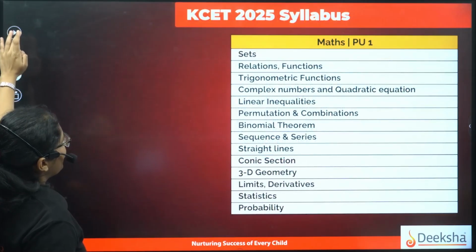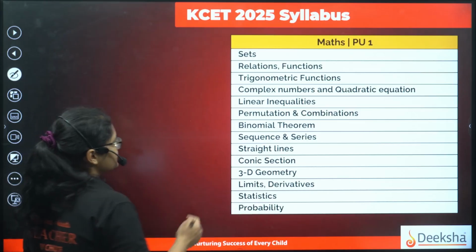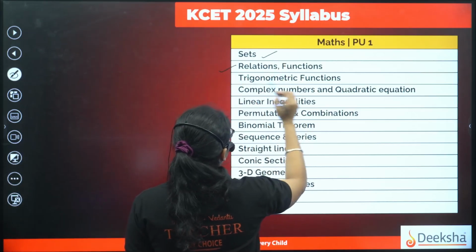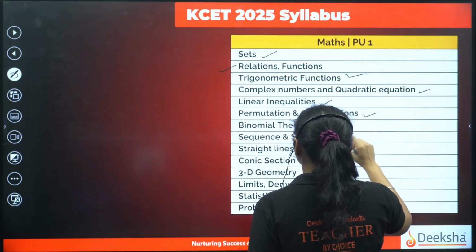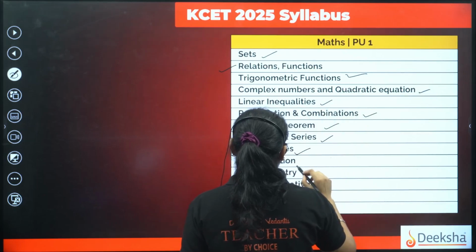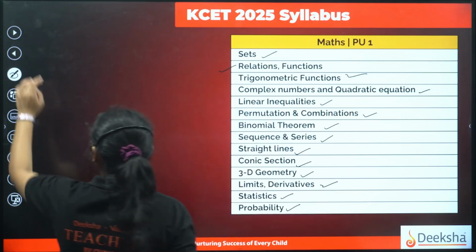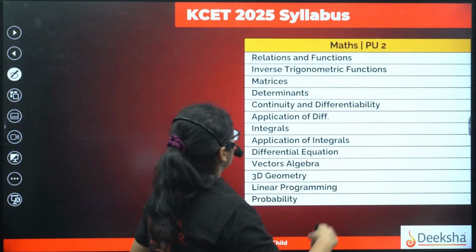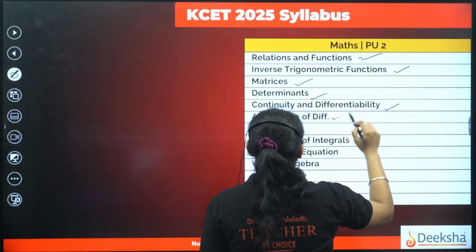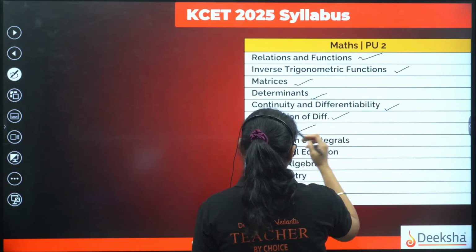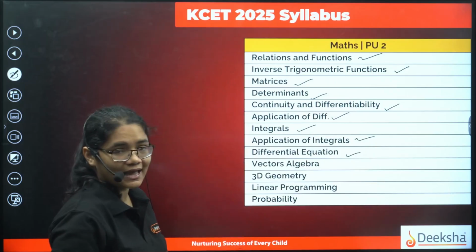Fine. Next, we have the portion syllabus here. So it is your PU1 and PU2 syllabus. You can see for maths, we have sets, relation function, trigonometric functions, complex numbers and quadratic equations, linear inequalities, permutation and combination, binomial theorem, sequence and series, straight lines, conic section, 3D geometry, limits, derivatives, statistics and probability. Okay, so these are the chapters for maths. Then PU2 we have relation and functions, inverse trigonometric function, matrices, determinants, continuity and differentiability, application of derivatives, integrals, applications of integrals, differential equation, vector algebra, 3D geometry, linear programming and probability.